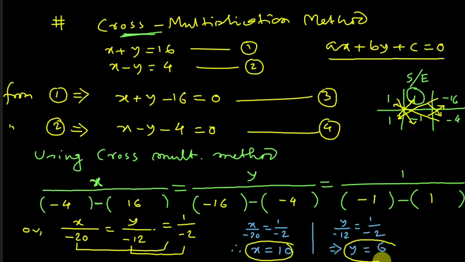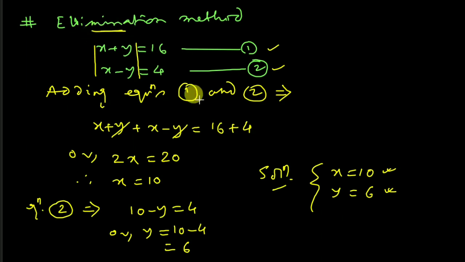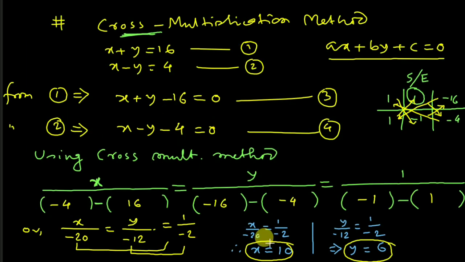Obviously, in the previous section also, that is in your other method, that means in the elimination method also, you got the results x is equal to 10 and y is equal to 6. And also in the cross multiplication method, you got x is equal to 10 and y is equal to 6. So this is the method of cross multiplication for a pair of linear equations.